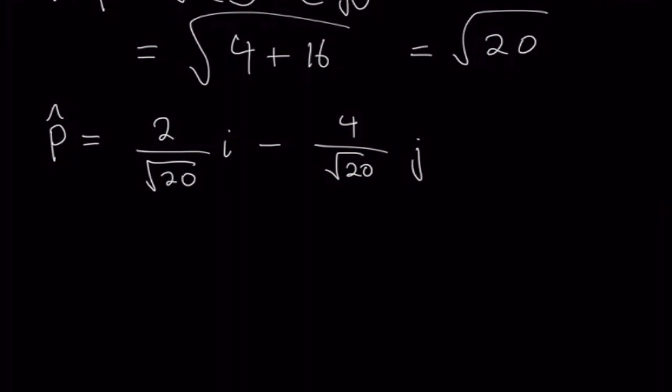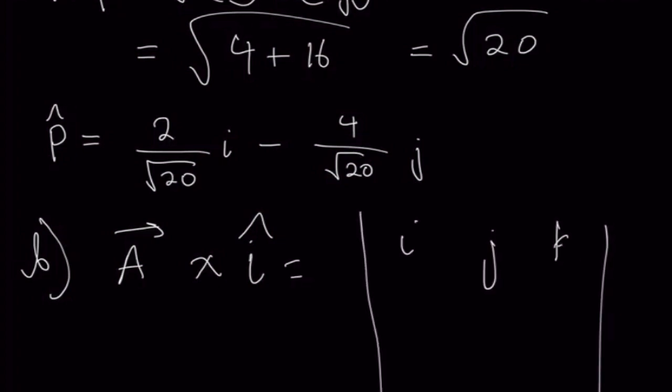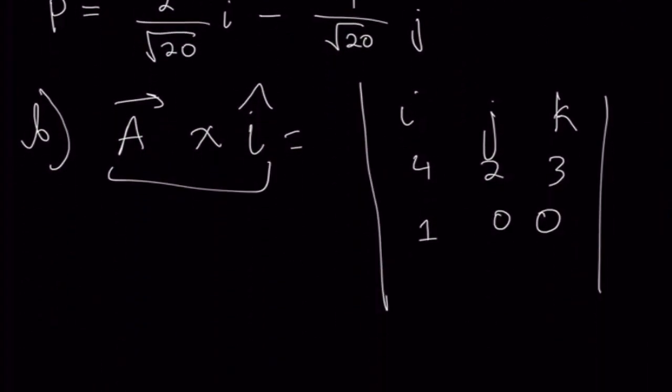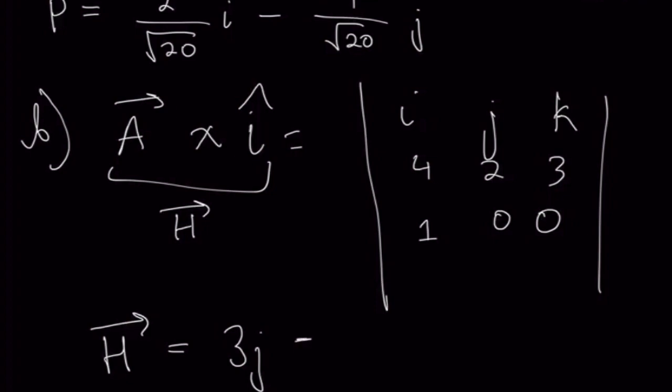For part B, it's the very same thing, except this time you're now doing A cross i hat, which is, so i is 0. So H would be 3j minus 2k.